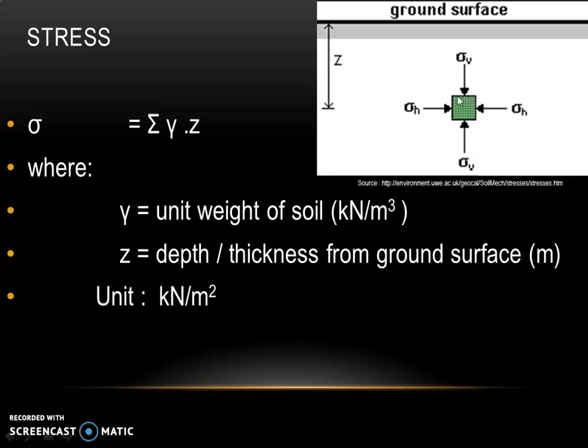Here we can see that there is a small element of soil which is being considered at depth Z from the ground surface. So if we want to know how much is the stress exerted on this element at depth Z, then we can use the formula sigma is equal to summation of gamma into Z, where gamma is the unit weight of soil under consideration and Z is the depth or thickness from ground surface, and the unit of stress is kilonewton per square meter.